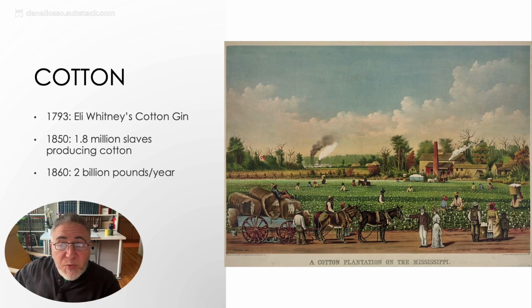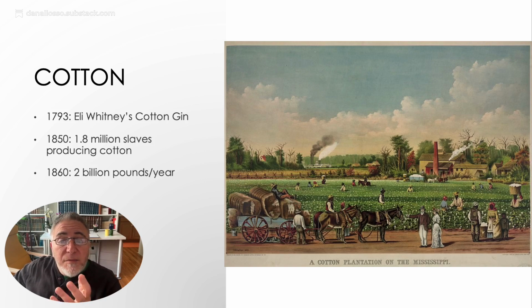important American export. By 1850, 1.8 million of the 3.2 million enslaved people in the 15 slave states of the South were at work producing cotton. And by 1860, the South produced over 2 billion pounds of cotton annually. American cotton, as I said, already made up 2/3 of the global supply, and production continued to increase.